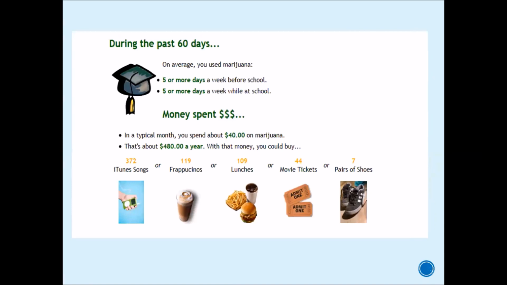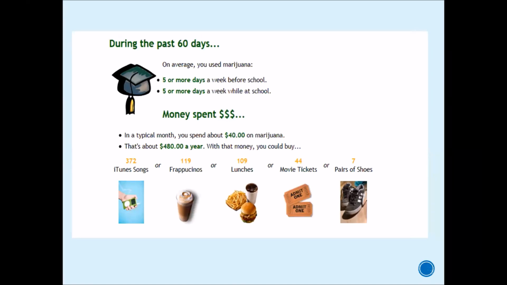And then we take that monthly estimate and multiply it by 12 to get a yearly estimate. And then the personalized feedback report puts that into how many of certain items that kids often buy. They could buy with that yearly money. So here this kid is using $40 a month. That translates into about $480 a year, which translates into buying around 370 iTunes, 7 pairs of Nikes.